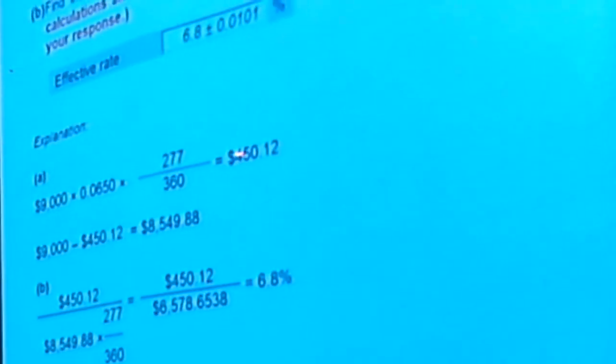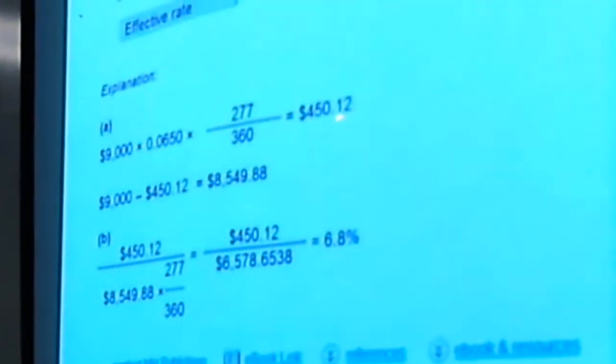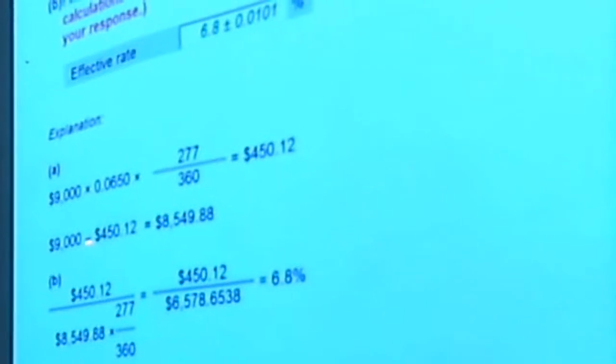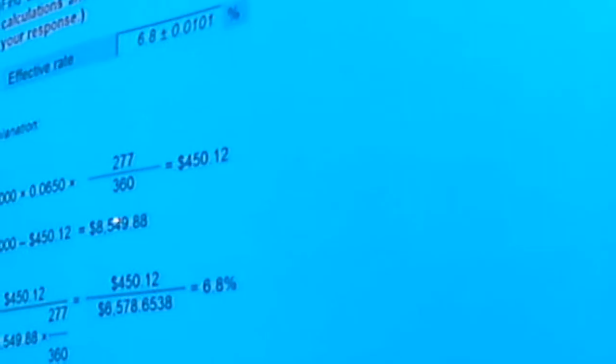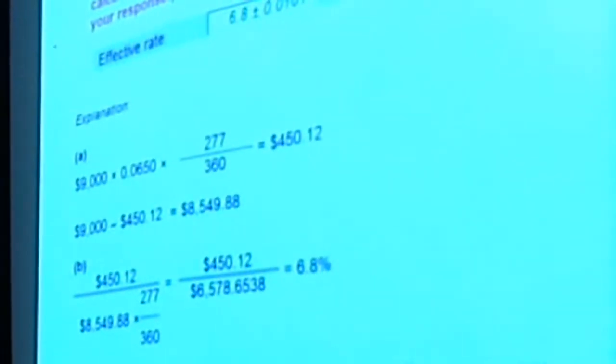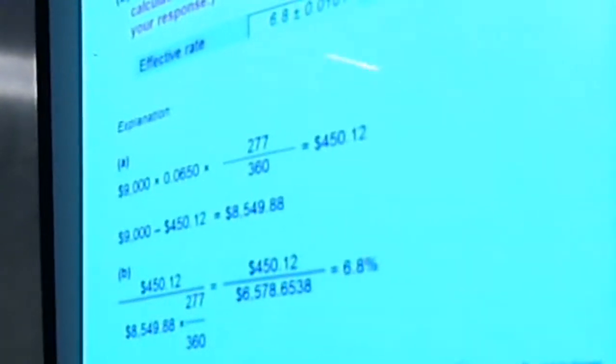Are we done? Obviously not. That's just the interest. Now in simple discounting, we always subtract the interest from the principal. And now we have the proceeds. That's the first answer. Part 2, effective interest. To get effective interest, you have to find the proceeds first, right? So you cannot do Part B before Part A. That's usually the case in almost all the problems, if not all of them.